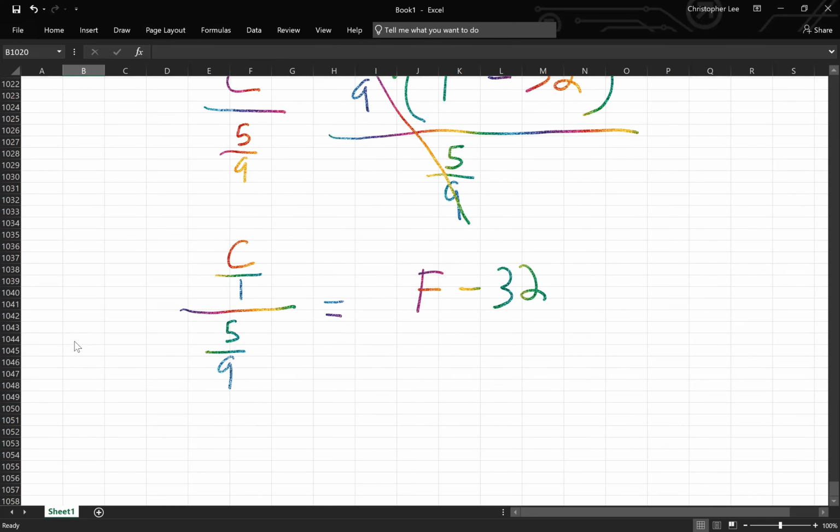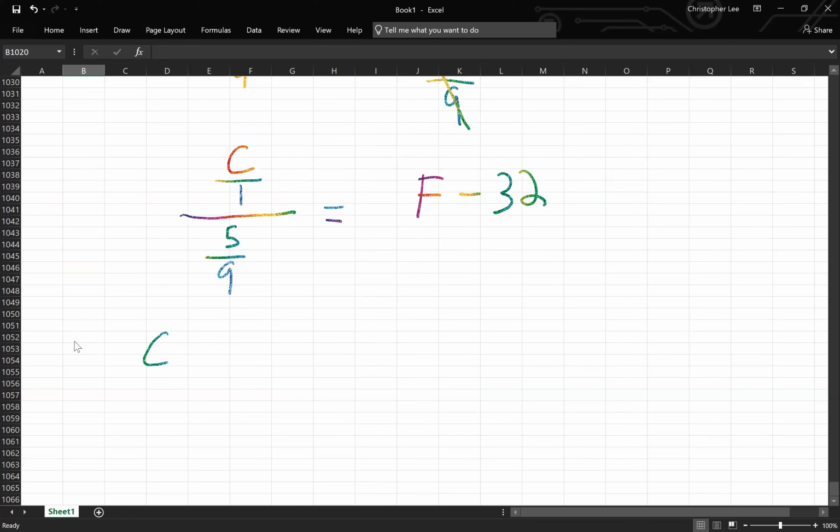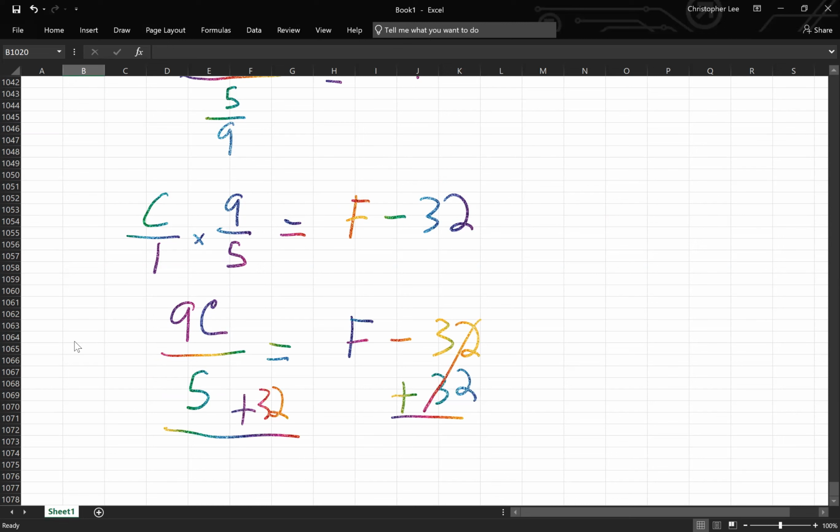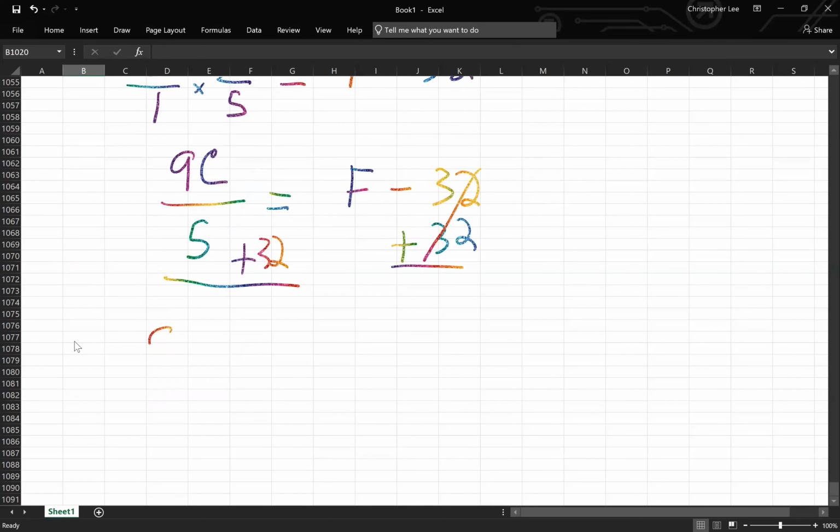Now you already know keep change flip. So I'm going to keep the numerator, C over 1. I'm going to change it to multiplication, flip the bottom, 9 over 5 is equal to F minus 32. Multiply straight across, I'm going to have 9C over 5 is equal to F minus 32. All you have to do is just add 32 over here. What you do to one side, you do to the other. And that's it, we're done. This is 9C, or matter of fact, 9 over 5.